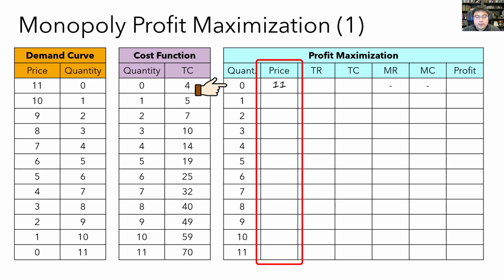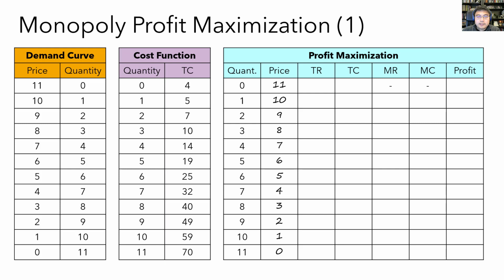Okay, so what if the monopolist wanted to produce and sell 1 unit? Well, it says here on the demand curve that the price would have to be 10. So what would the price have to be to sell 2 units? It would have to be 9. For 3 units, the price would have to be 8. 7 for 4 units, and so on. 6, 5, 4, 3, 2, 1, 0. Okay, so we're really just reading off the demand curve here.